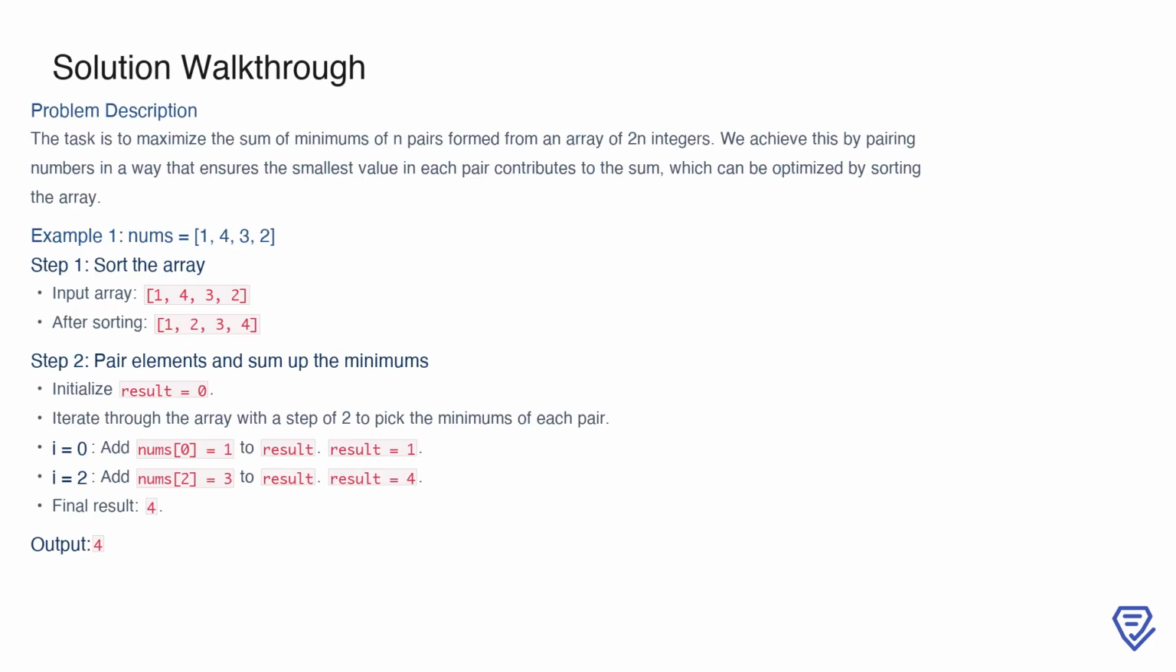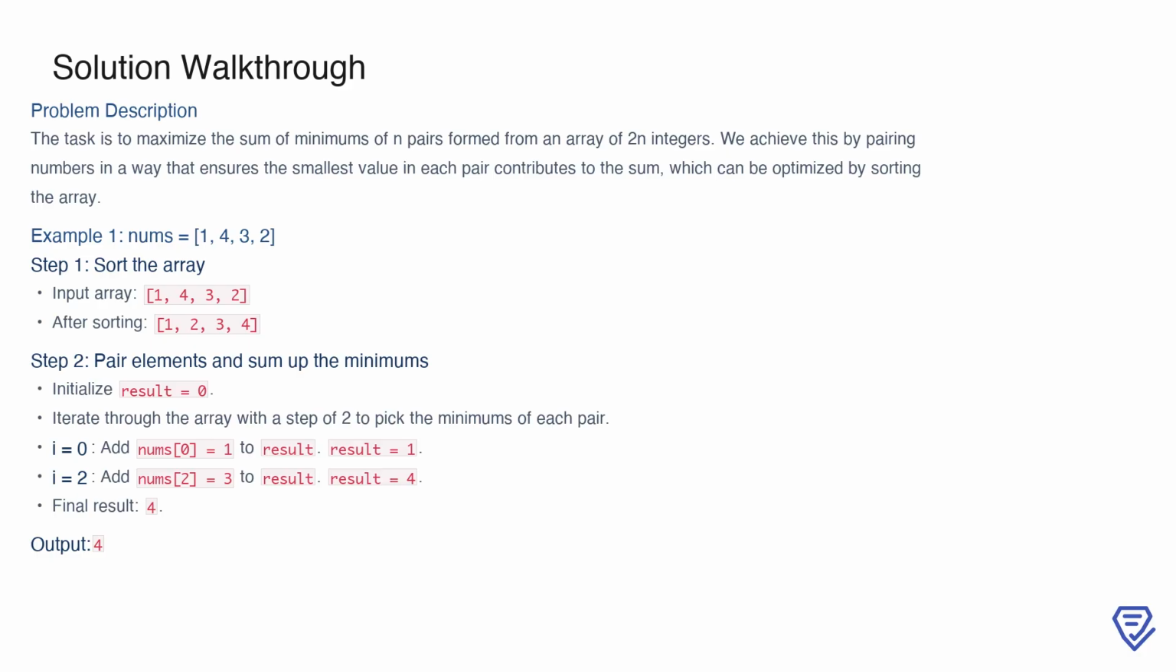To solve this problem, we need to maximize the sum of the minimum values from pairs formed in an array of 2n integers. The optimal way to achieve this is by sorting the array first, as sorting ensures that smaller numbers are grouped together, which maximizes the contribution of the minimums.